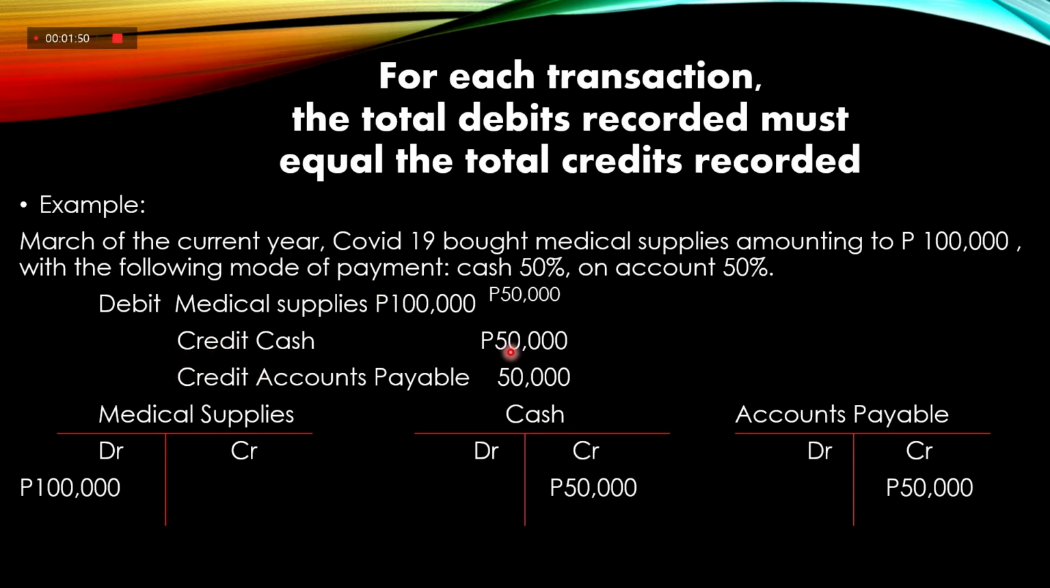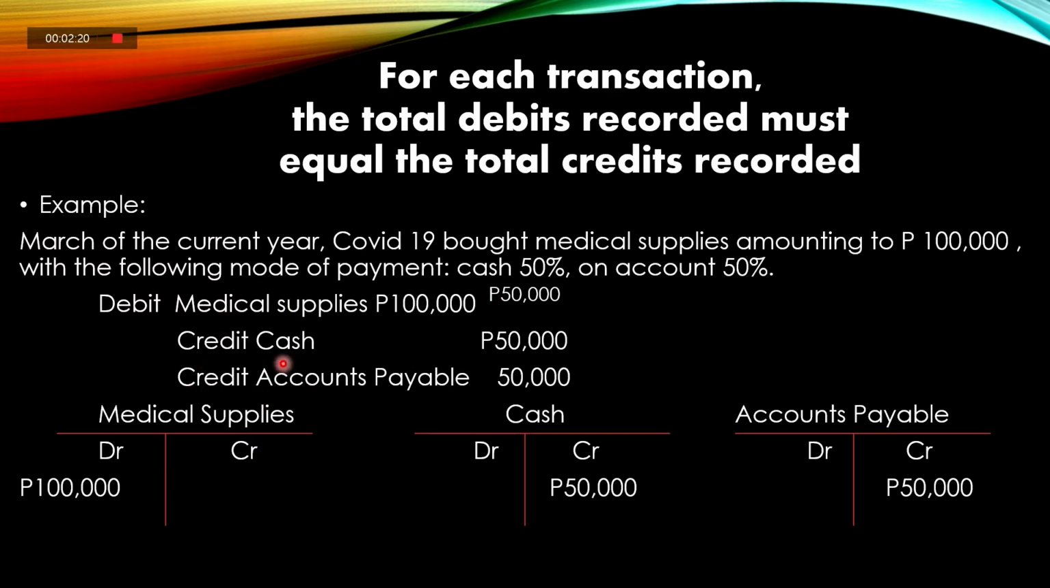With this journal entry, we can make a T account. In making the T account, we always draw the letter T, and we have on the left side the debit and the right side the credit. On the upper part of the T account are the account titles: medical supplies, cash, and accounts payable, which we base on the journal entry of the March transaction.